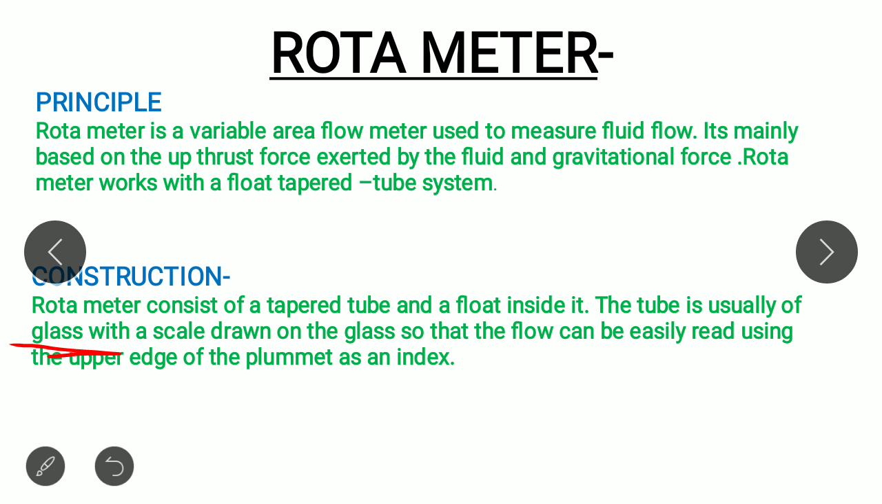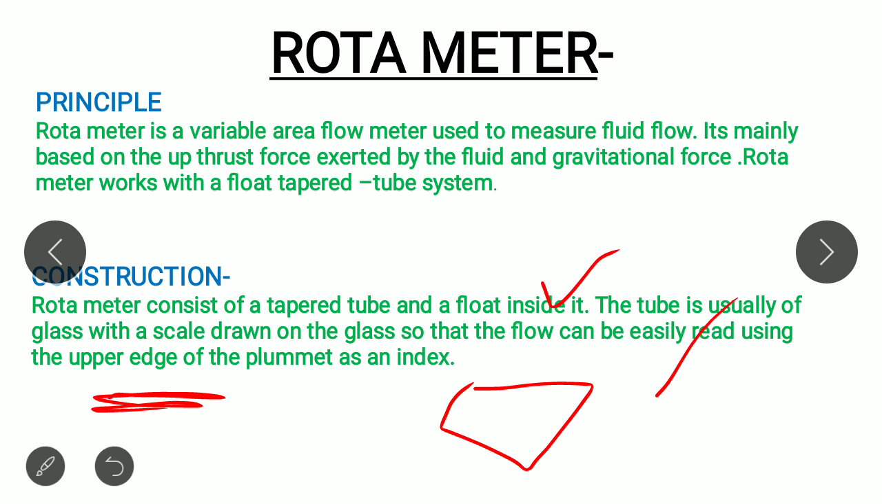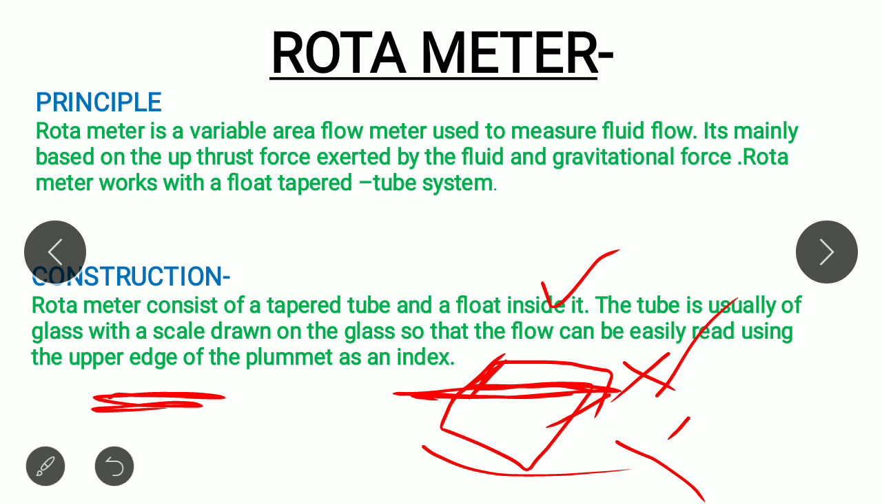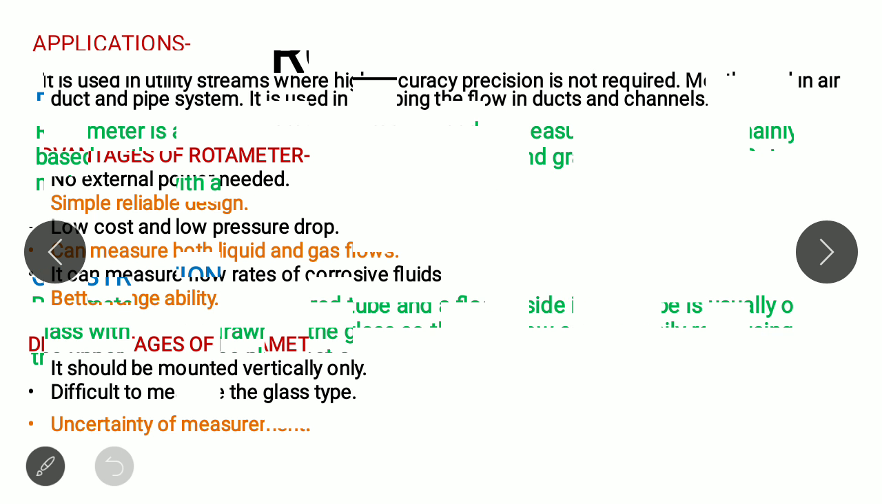The rotameter consists of a tapered tube and a float inside it. The tube is usually of glass with a scale drawn on the glass so that the flow can be easily read using the upper edge of the plummet as an index. The upper edge is to be taken, right? Suppose the shape of this plummet is like this. Okay, then as per 3D the back of it will look like this. So we'll not take the back side, we'll take the front side of it, but not this line, but the upper edge of the plummet as the index.